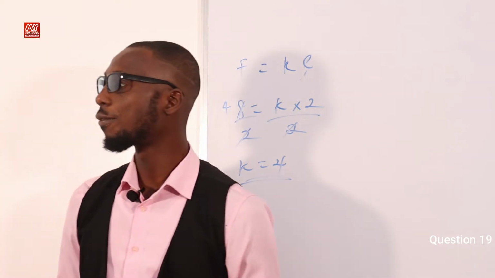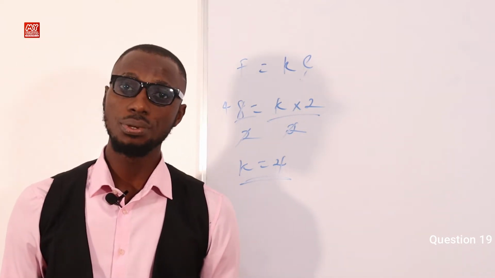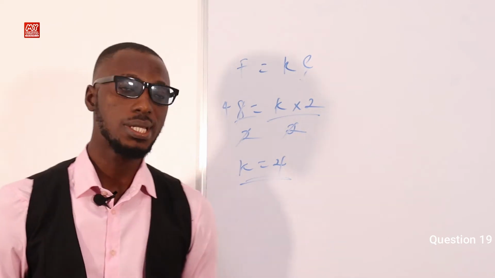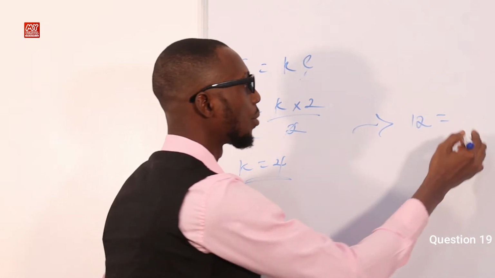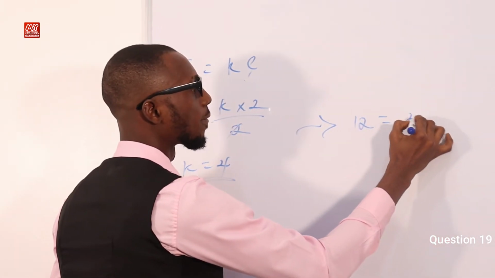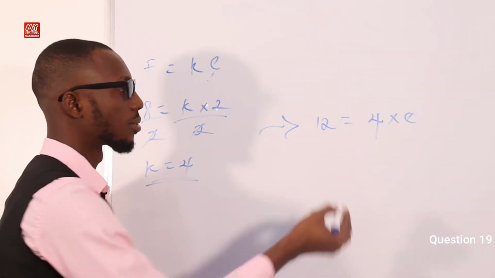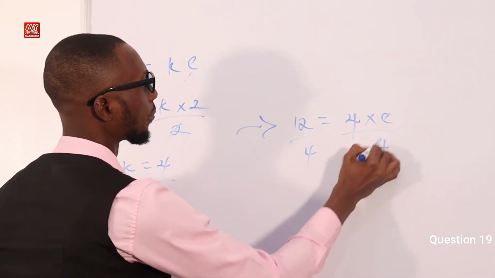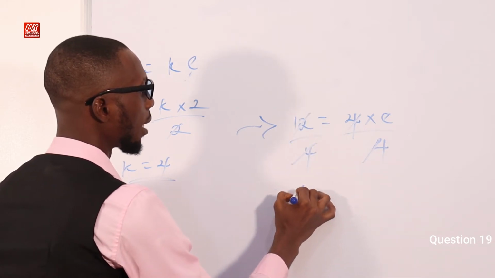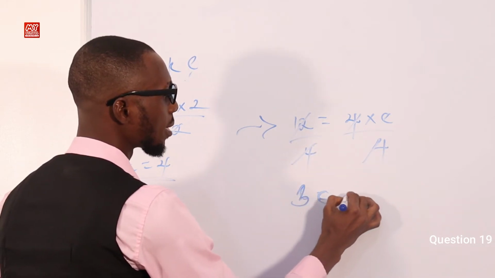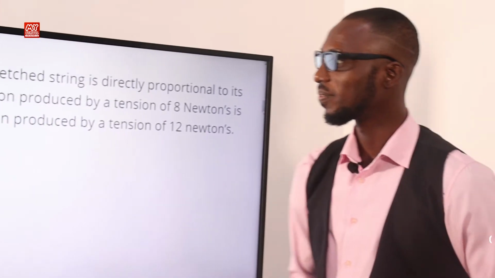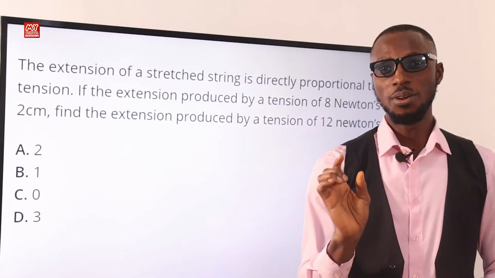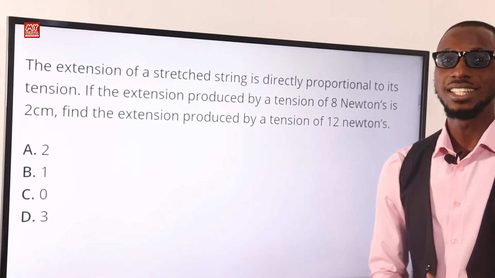Now we are asked to look for the extension produced by a tension of 12 Newtons. So 12, the tension, equals the K, which is 4, times the extension produced. Dividing both sides by 4, we see that the extension produced is 3 centimeters. So let's go back to the screen and pick out the correct option. We can find the value of 3 in option D, so option D is the correct option.